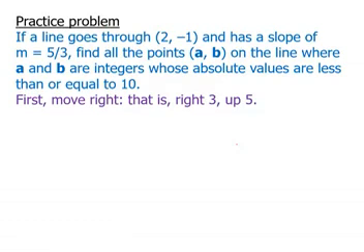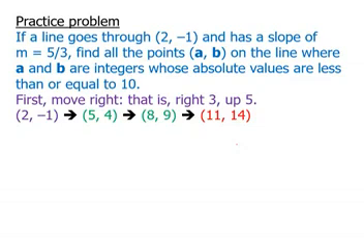So (2, -1), if we move right 3, we move from 2 to 5. If we move up 5, we move from -1 to 4. So this gets us to (5, 4). We do that again, we move from 5 to 8, and we move from 4 to 9. So we get to the point (8, 9). And then if we do it again, we're going to wind up with values bigger than 10. So we want to get those 2 points in that direction.